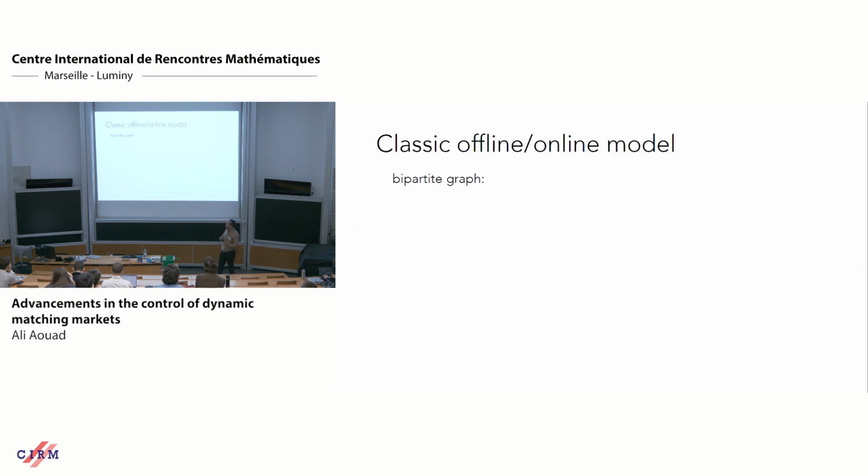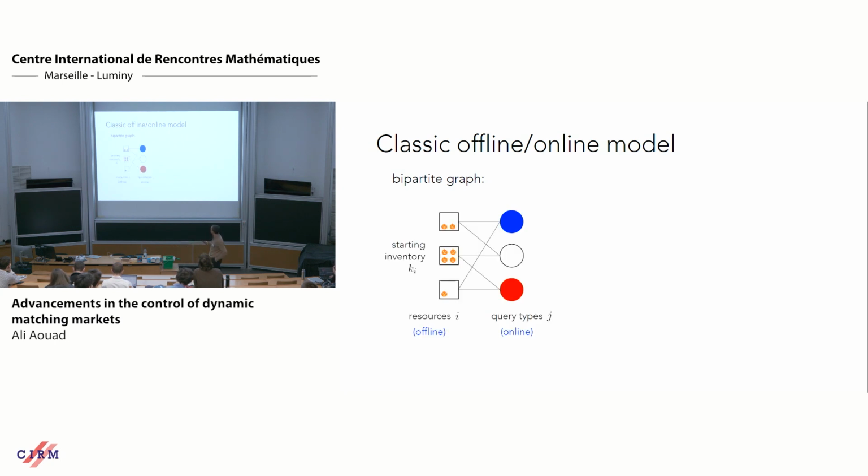But going back to the standard, classic online matching problem, we have these offline agents waiting to be matched and online agents. So we're no longer in the realm of dynamic matching, and we have a bipartite graph. This is what it looks like. We have some resources with some inventory, and we have agents coming to the system. The colors here are chosen in a completely arbitrary fashion.